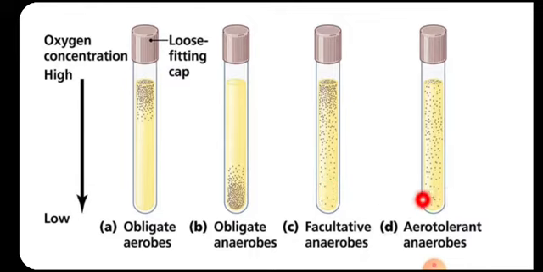Aerotolerant bacteria, aerotolerant anaerobes, also will be able to grow at the top because they can tolerate the high concentration of oxygen. So this will be a more diffusible form. This will be a concentrated form at the top, and later on it will be a diffusing pattern, but much difference can be seen between these two tubes of facultative anaerobes and aerotolerant anaerobes. This is how we can identify the growth requirements for oxygen for different types of bacteria.